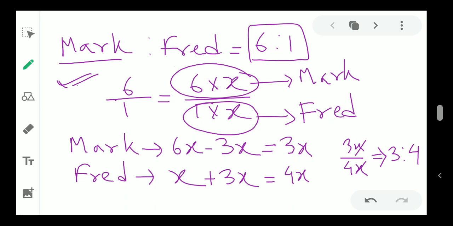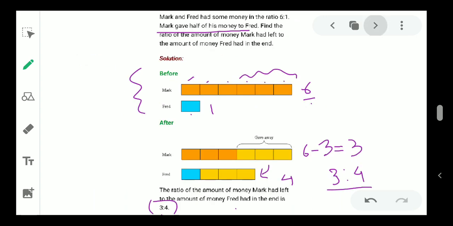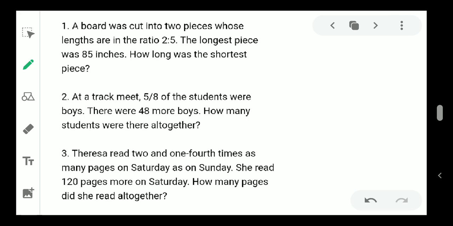So basically what I am doing, I am thinking that Mark has 6x amount and Fred has 1x amount, and then I can do it using my algebra. Okay, so this is the technique of how we can use algebra in this ratio. Let us do some math so that it will be more clear to you. Let us do the first one.